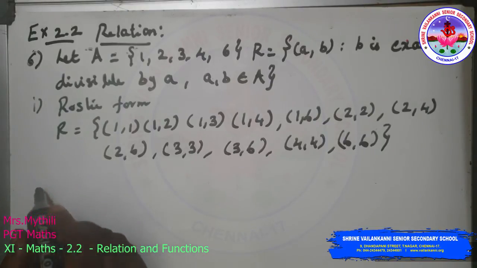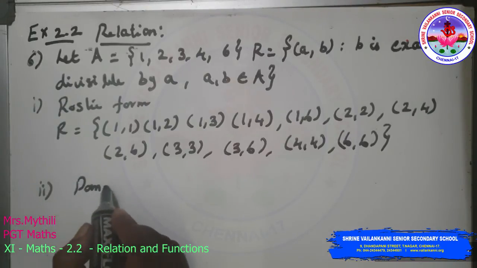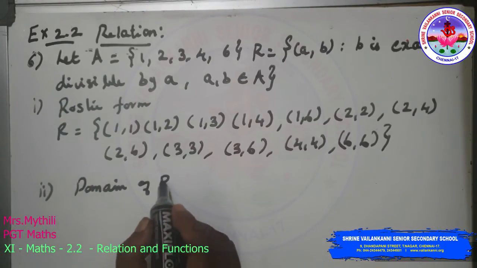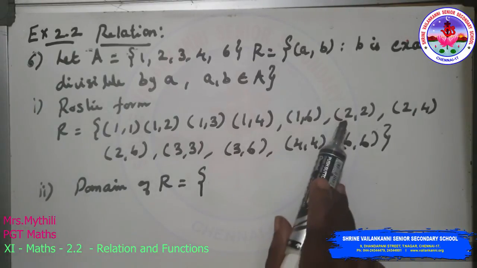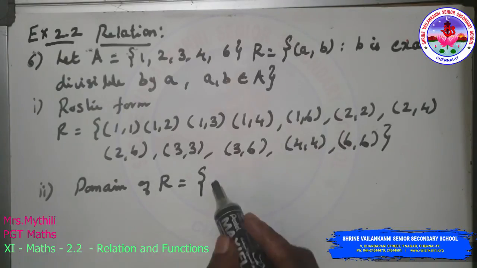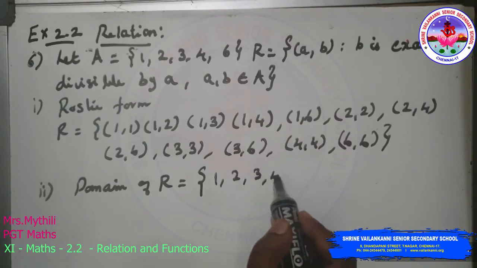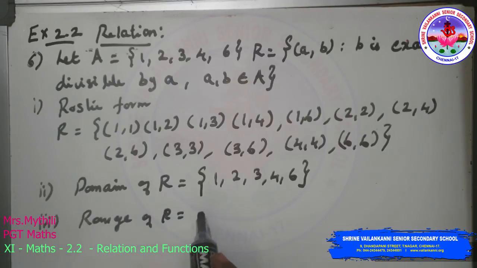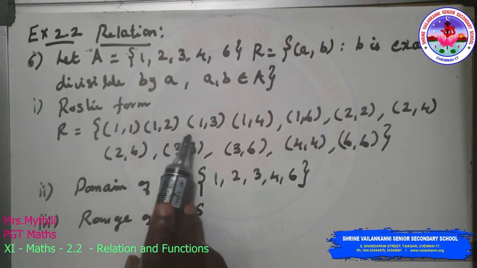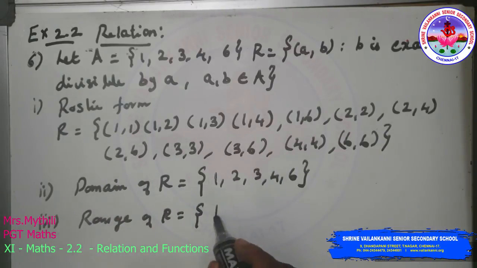Then we have to write the domain of R. So domain means the first element in an ordered pair of a relation. So domain is 1, 2, 3, 4, 6. Next, we have to write the range of R. Range, the second elements in an ordered pair of a relation. So 1, 2, 3, 4, 6.